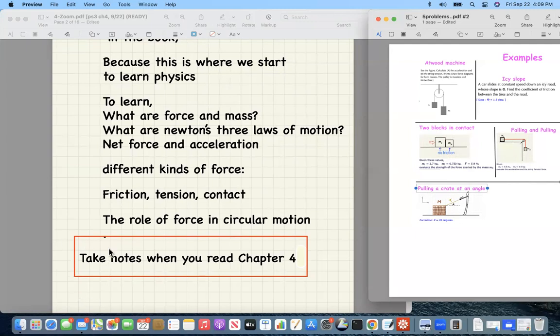Let's see, somebody asked a question on the meeting. For acceleration due to gravity, should we use 9.8 or 9.81? 9.81. 9.8 is pretty close to 9.81, so it probably doesn't matter if you use 9.8 or 9.81.